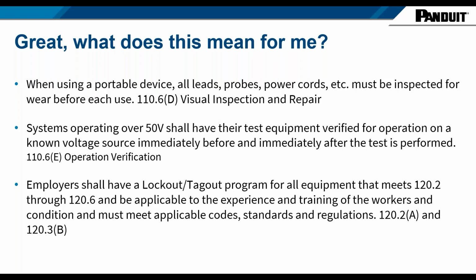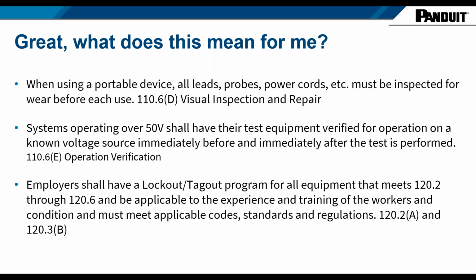you just want to check it. Systems operating over 50 volts shall have their test equipment verified for operation on a known voltage source both immediately before and immediately after the test is performed. Again, this is the part I mentioned that OSHA says the same thing, except the threshold is 600 volts. NFPA 70E gets a little bit more precise and says 50 volts. Anything over that 50 volt threshold, where hazards can be received, that's when you should be making sure that your equipment is performing properly.